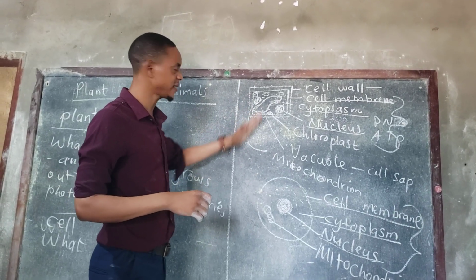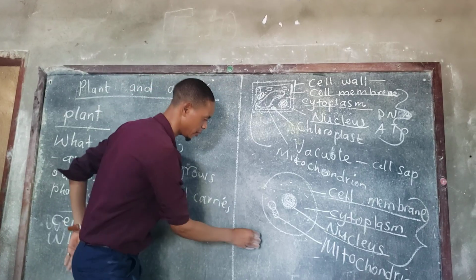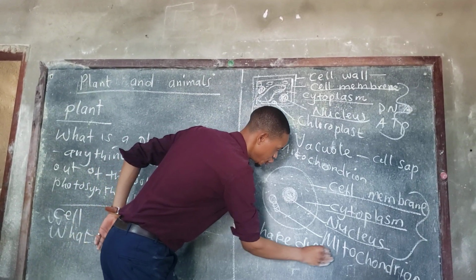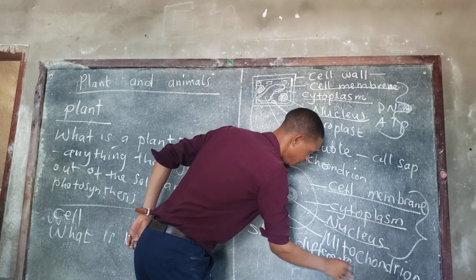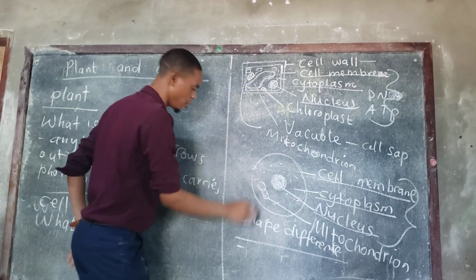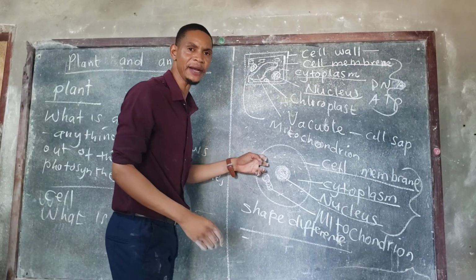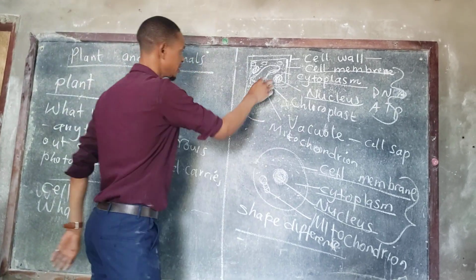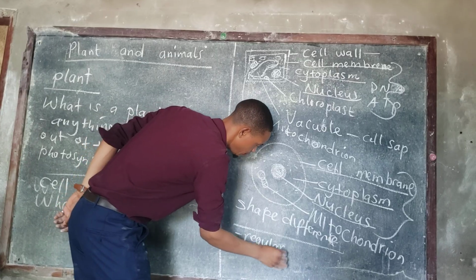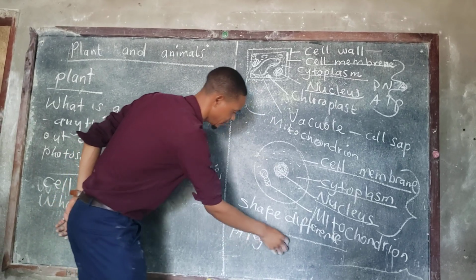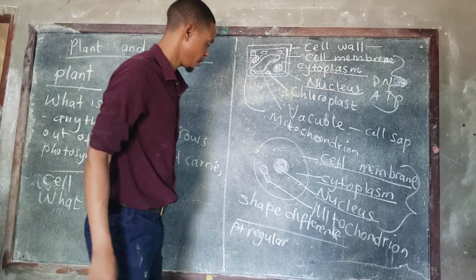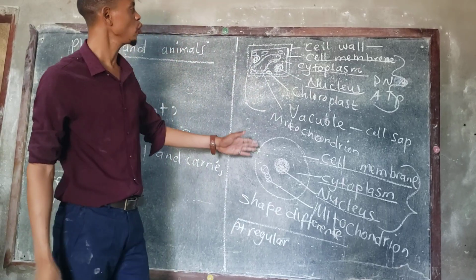Then the other thing you have to know is that these two cells are different. Let's look at the shape difference. If you look at the shape, a plant cell is regular, while an animal cell is irregular. Then let's go to structure.